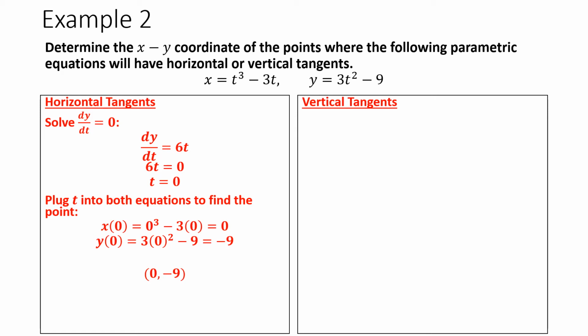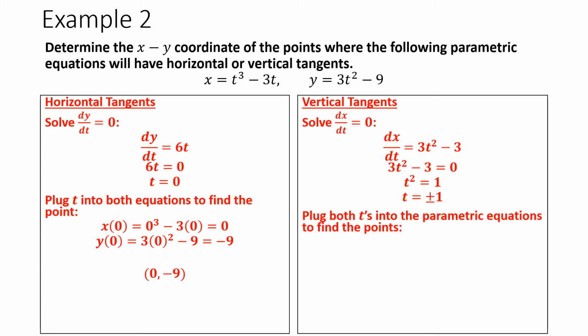Next, I want to find my vertical tangents. And so I want to set dx/dt equals 0. dx/dt is 3t squared minus 3. If I set that equal to 0, I get t squared equals 1, or t equals plus or minus 1. Note that the t values for the horizontal and the vertical tangents are different, so I'm still good to go. If they were the same, then we would have a different situation.